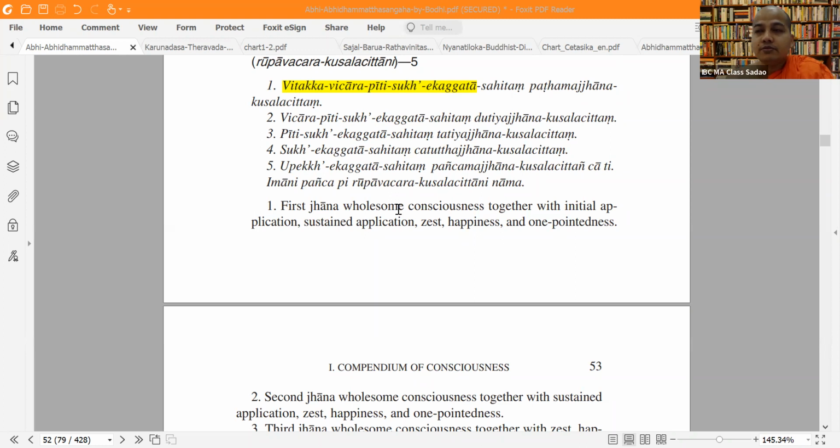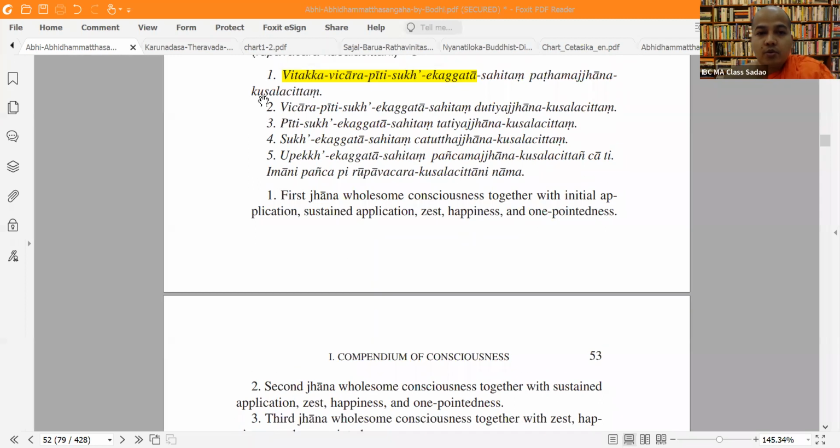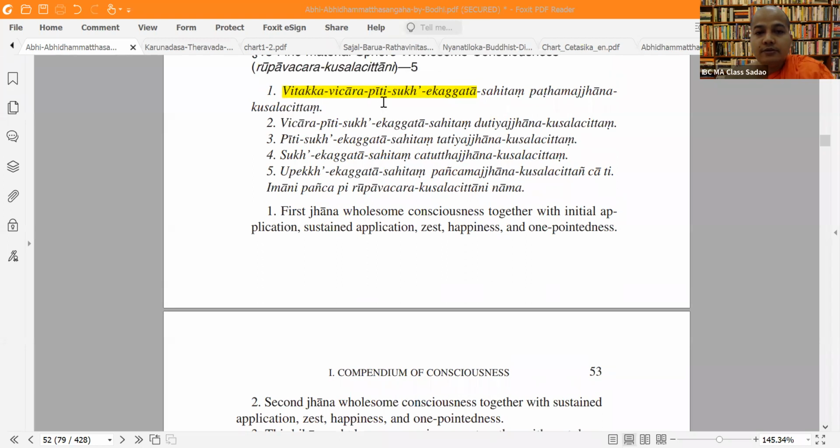There are 40 meditation objects as discussed in the Visuddhi Magga. I will come to that later. Let us first look at this. From 1 to 4, out of 5 factors, gradually one disappears. When you move to the second jhana, the first of the 5 factors disappears. When you move to the third jhana, the first 2 of the 5 factors disappear. Until the fourth jhana, you have just 2, sukha and ekagata.